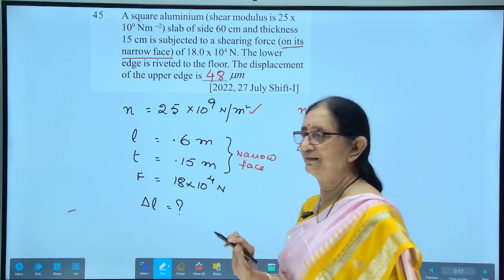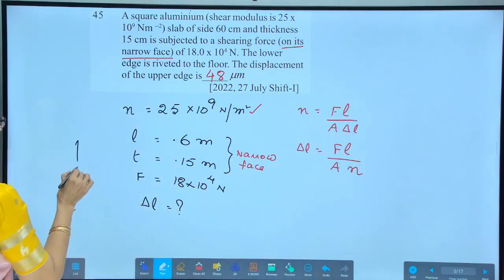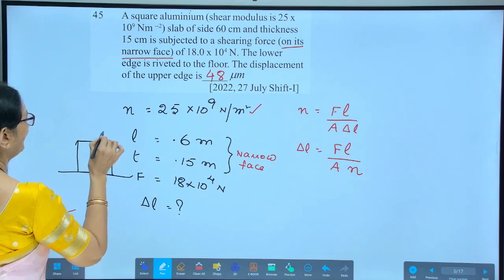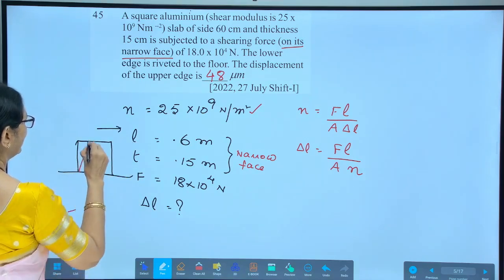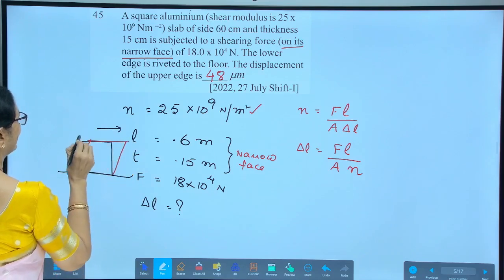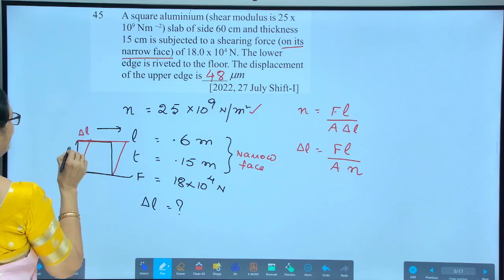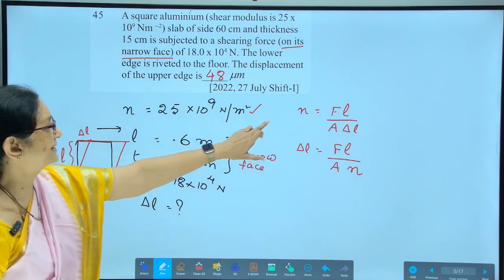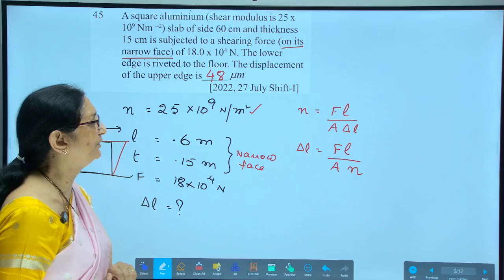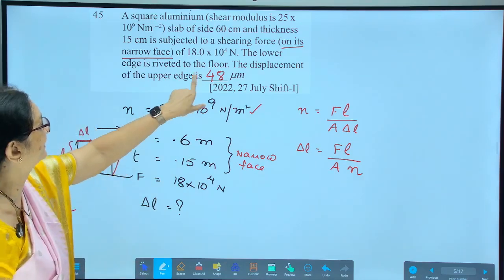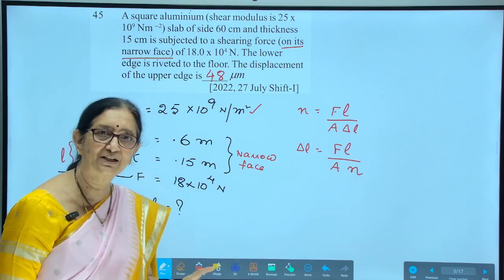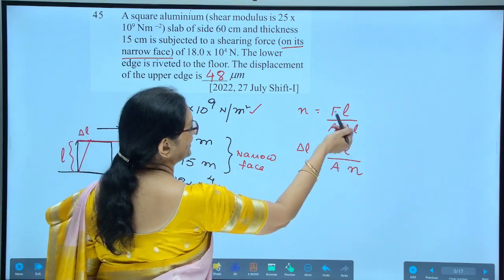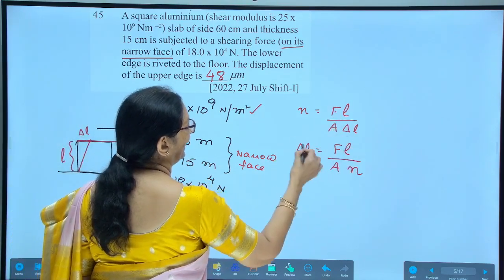What is the relative displacement between the layers? Suppose it is fixed like this; on applying a shearing force along this direction, it moves like this. This is the relative displacement and this is the distance between the two layers. So, N is equal to FL by A into delta L. You are supposed to find the displacement of the upper edge relative to the lower edge, that is delta L. So from this expression, delta L is equal to FL by A N.